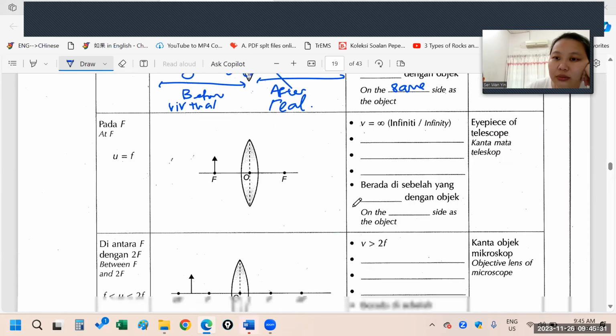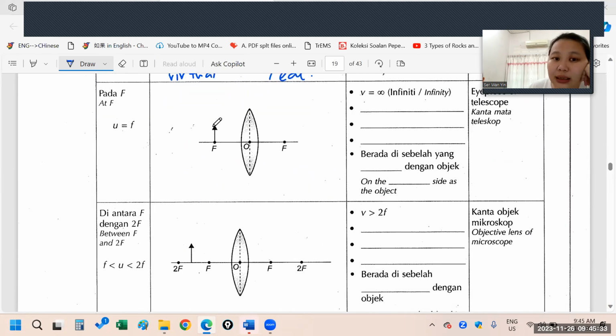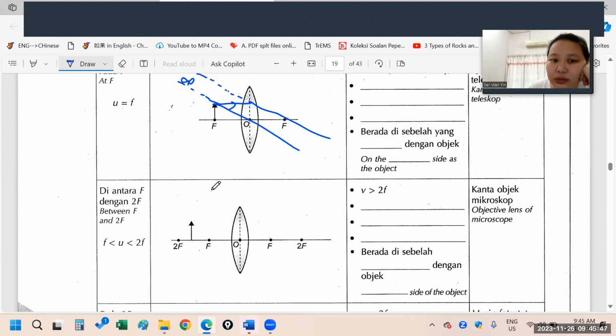Okay, so now this one, same thing. K, F, F. K, F, C. Then you will find out it's parallel, infinity. Same thing, K, F, C.